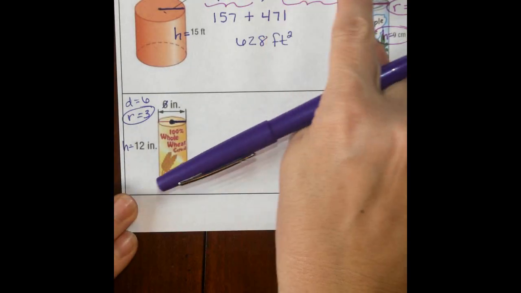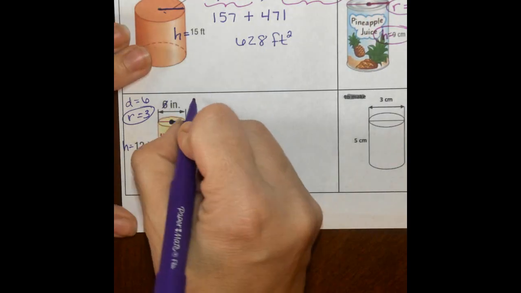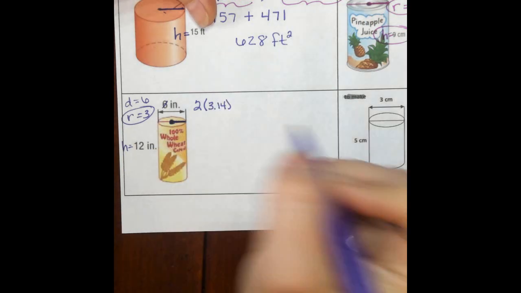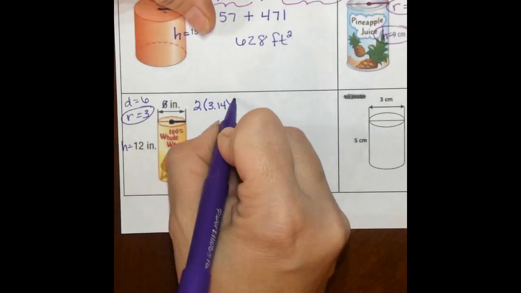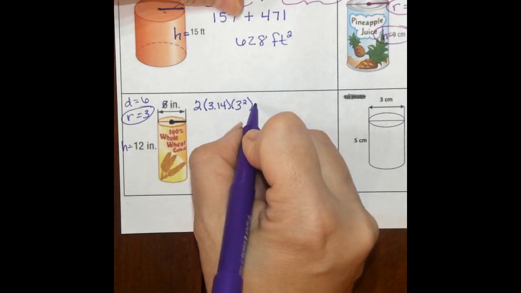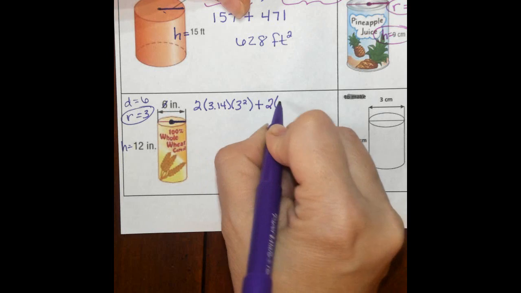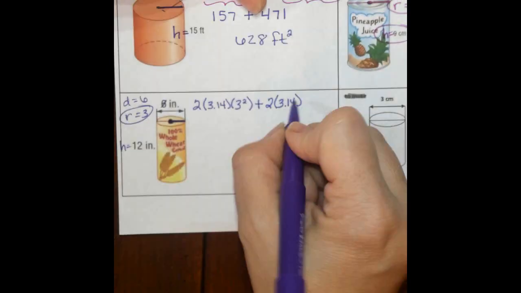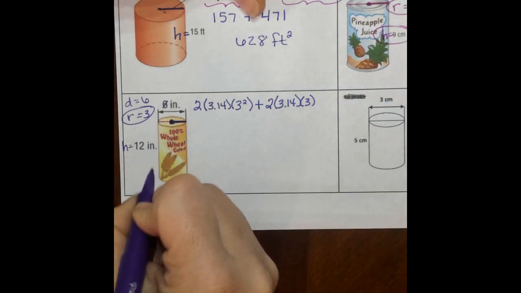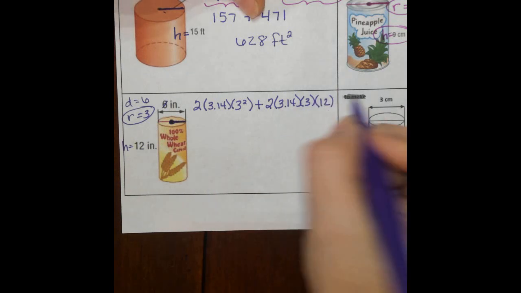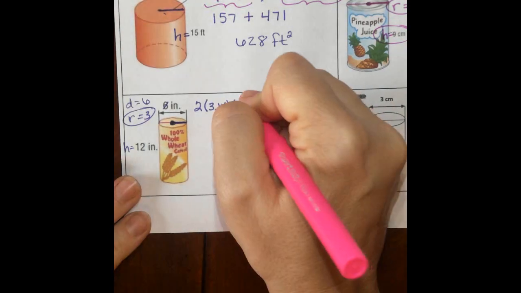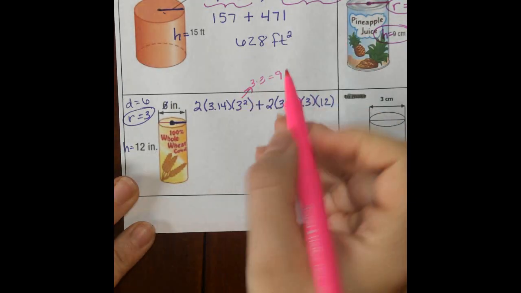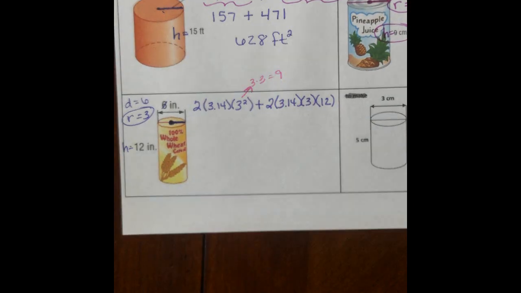So again, using the same formula that's given, 2 times pi times radius squared. Remember we said the radius was 3, so 3 squared, plus 2 times pi times the radius, which again we said was 3, times the height of our can, which is 12. First thing we need to remember is radius squared, so 3 squared, 3 times 3 is 9. So you're going to be using 9 when you multiply those.